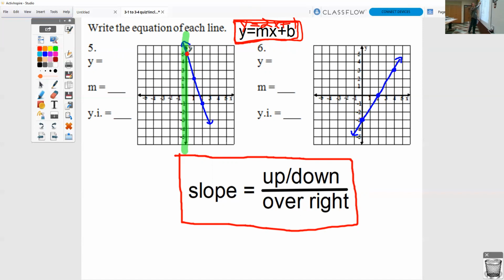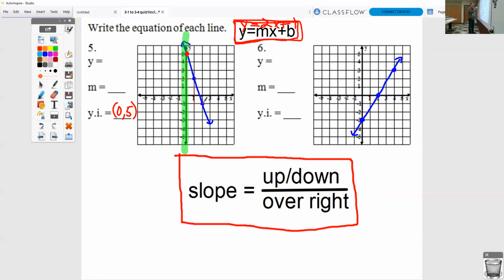It crosses it right here. That point is 0, 5. Remember, we always have to write the y-intercept as 0, 5. Now you need to figure out your slope, just like we did in the previous problems. We're going down 1, 2, 3 over 1.